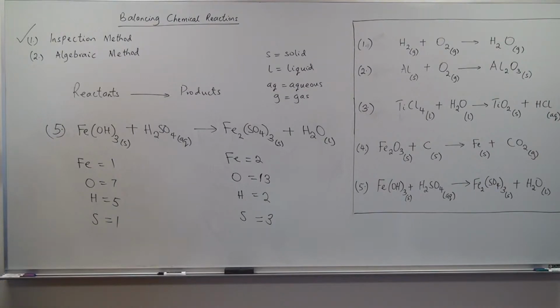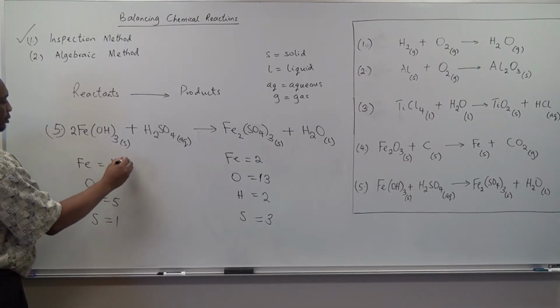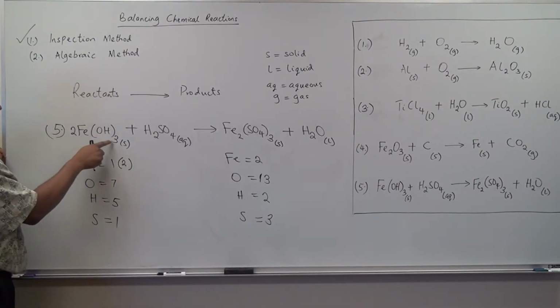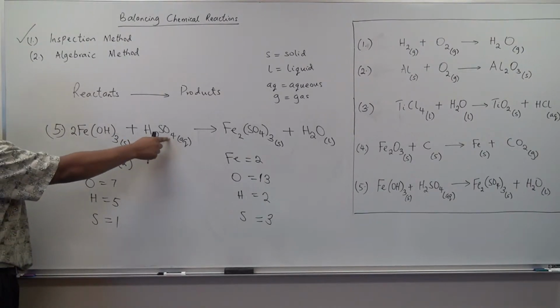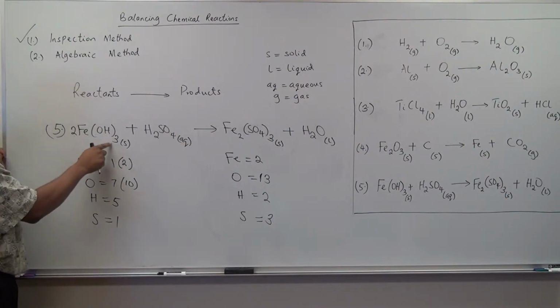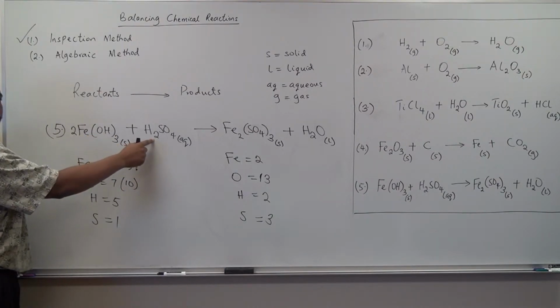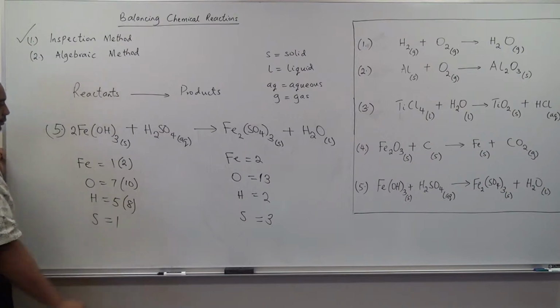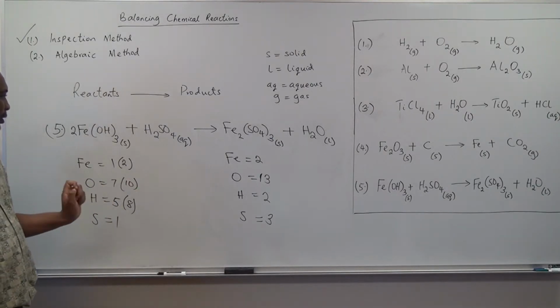Iron 1, 2 is easier to balance, so we put 2 here. When we put 2 here, iron will be 2, right? Oxygen will be 3 times 2, which is 6, plus 4 here, 10. Hydrogen will be 3 times 2, which is 6, plus 2 here, 8. Okay, we now have 2, 2 is balanced, 10, 13 not balanced, 8, 2 not balanced, 1, 3 not balanced.